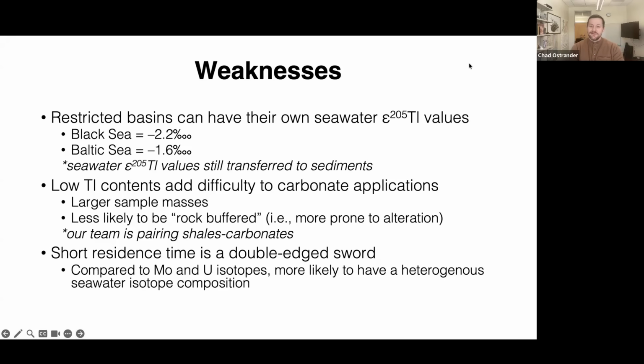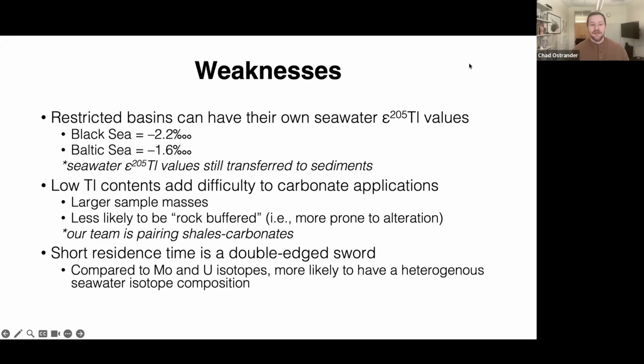Different restricted basins today, again, you can still transfer the seawater value to those sediments in those basins, so long as those basins weren't bearing manganese oxides. But the individual basins have their own isotope compositions. This is because the seawater thallium content is quite low, again, 65 picomolar. So these restricted basins aren't very well buffered with large amounts of thallium from seawater.